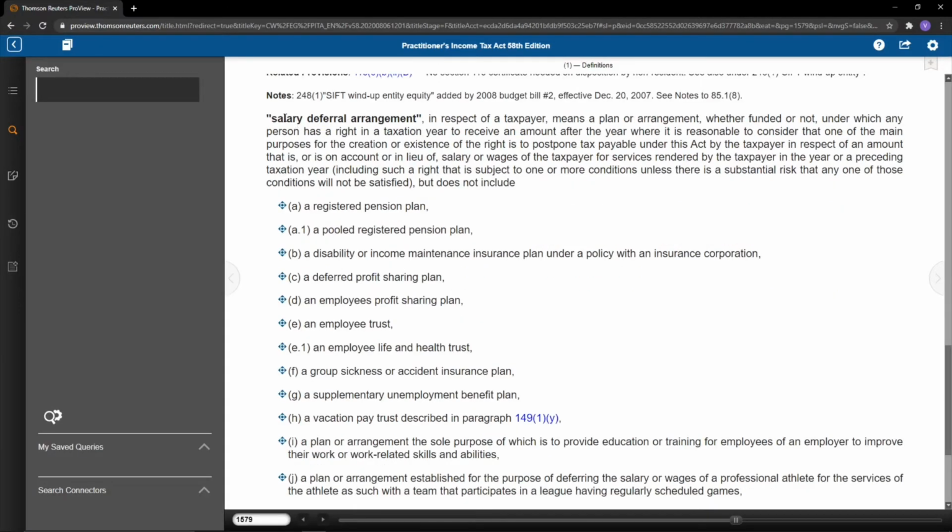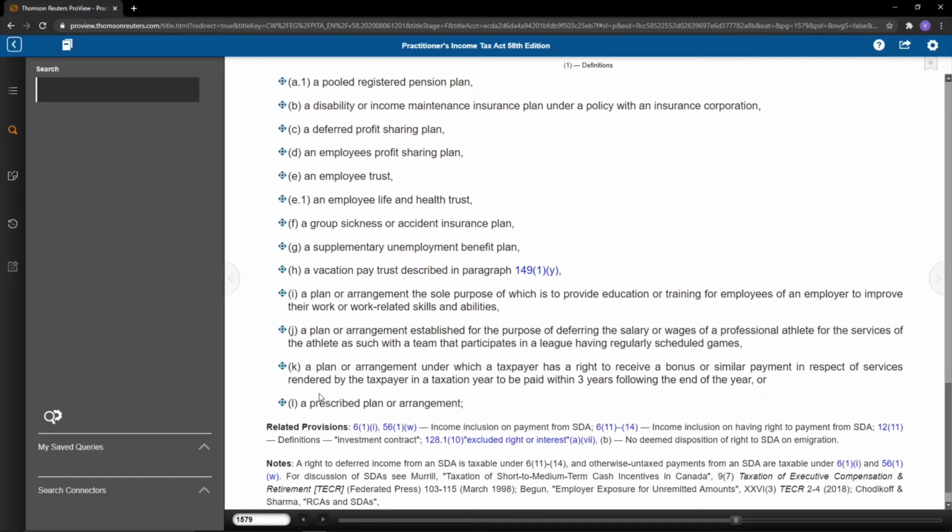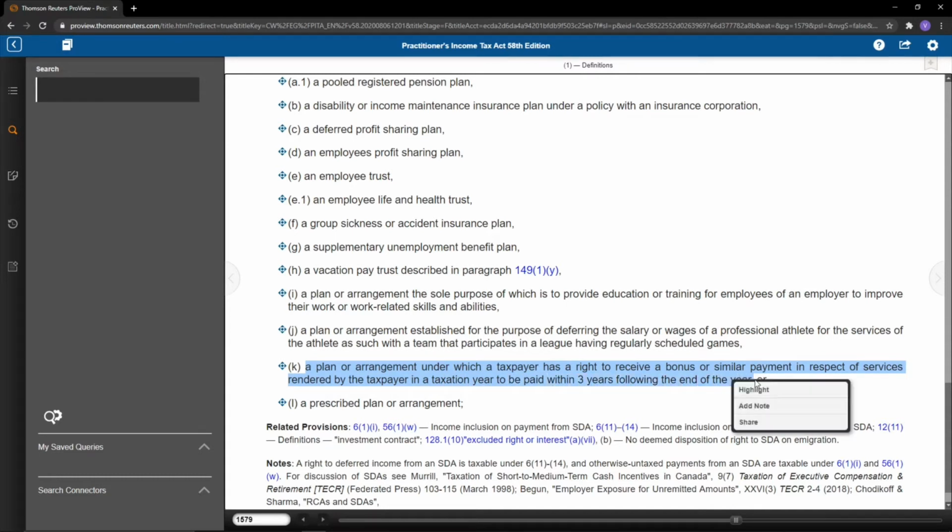248 subsection 1, salary deferral arrangement. Paragraph K talks about a plan or arrangement under which a taxpayer has a right to receive a bonus or similar payment in respect of services rendered by the taxpayer in a taxation year, but to be paid within 3 years following the end of the year.